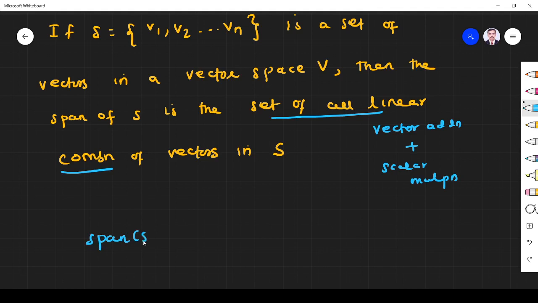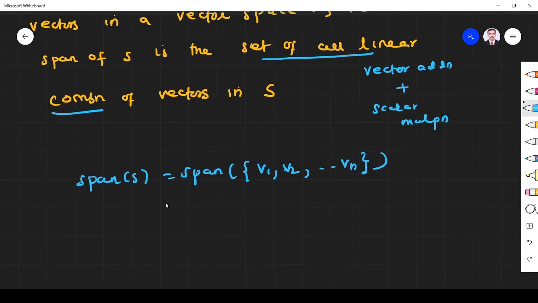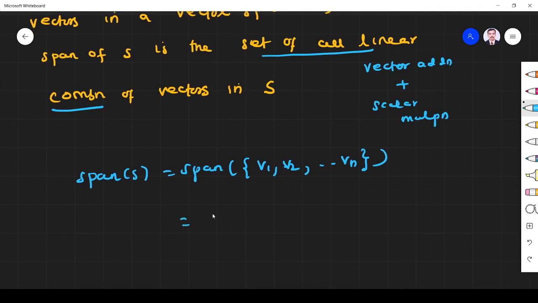I want to find span S, where S is V1, V2 up to Vn. This is our S, right? So span S means span of the set V1, V2, Vn. What is the meaning of this? Span of S is the set of all linear combinations of vectors in S. What are the vectors in S? V1, V2, Vn. A linear combination of these vectors, as I told, is scalar multiplication and vector addition: C1 V1, C2 V2 up to Cn Vn.